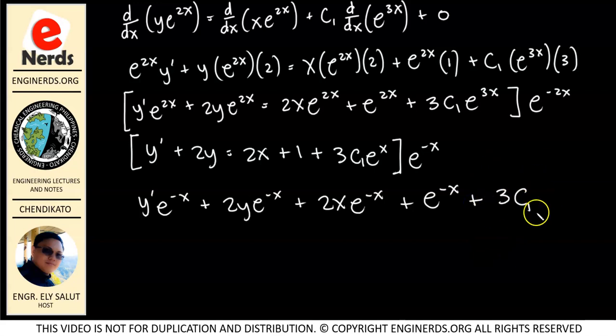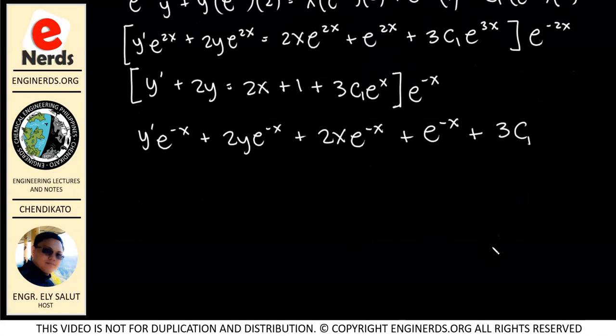Okay, so na-isolate na natin yung ating constant. Now, we have 3 C1 here. So, if I take the derivative of this, I will have 0. So, to do that, I will need to take the derivative now itong ating equations. Okay? So, sorry, meron tayong mistake dito.